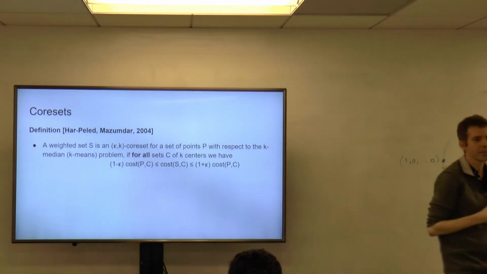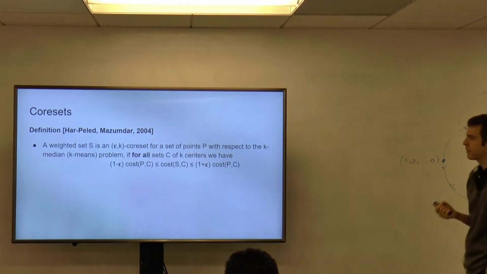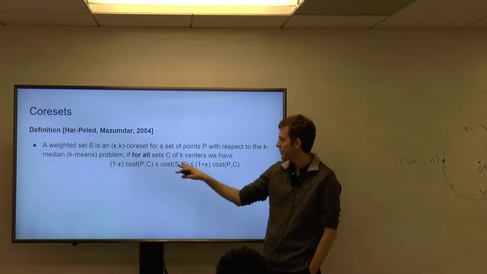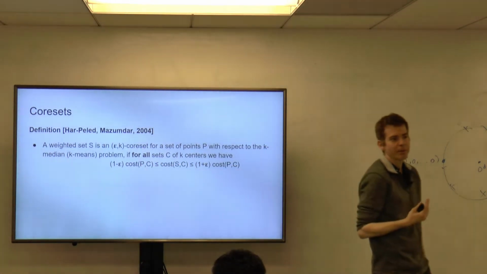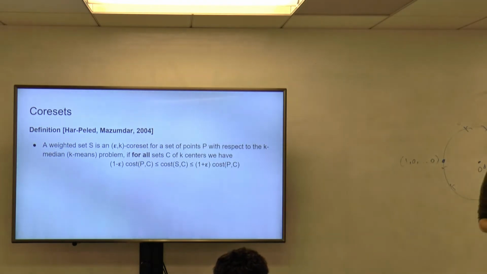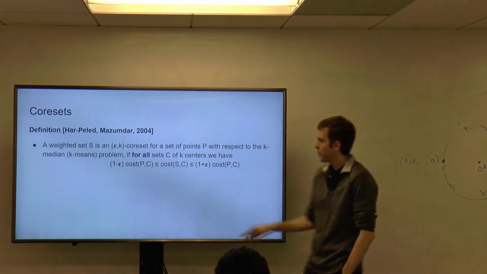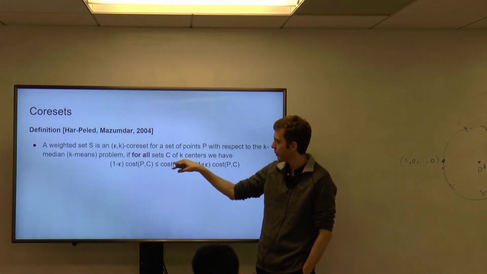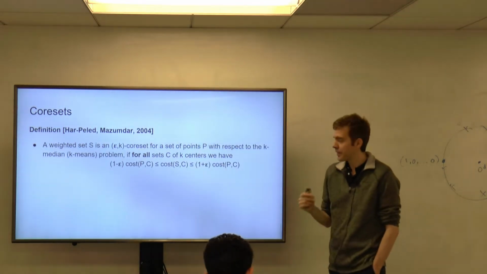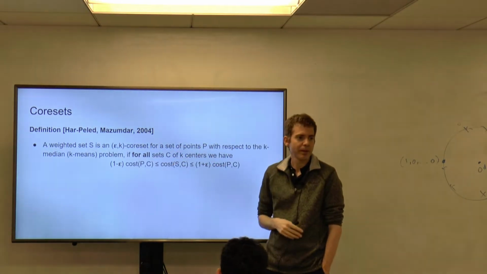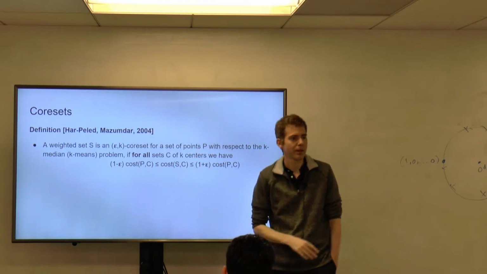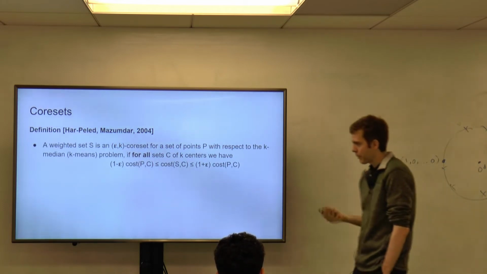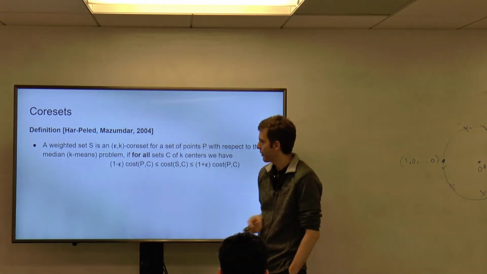Now there are a few things to clarify here. The cost of P comma C, we already saw what that was. The cost of S comma C: S is a weighted set of points. So for each point in S, if I'm looking at K-median, I compute the distance to its nearest center, and then I scale it by its corresponding weight, and I add up all of those values. That's clear? And similarly for K-means, I just replace distances with squared distances.